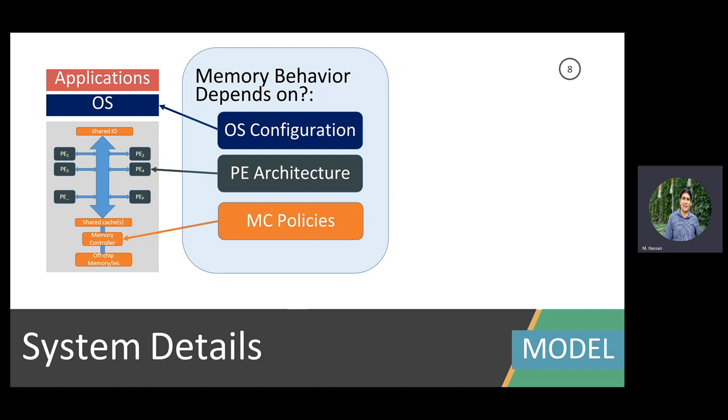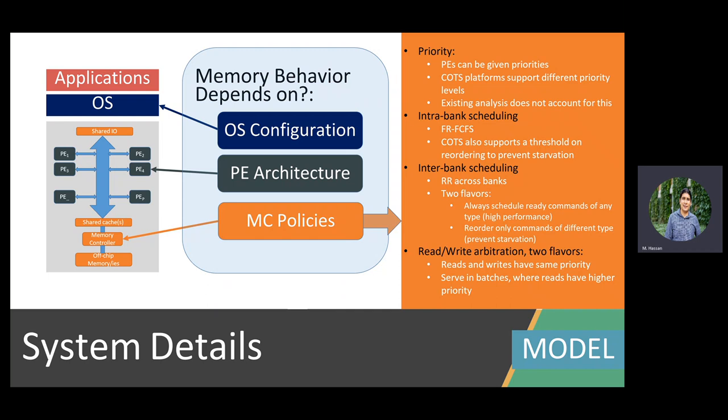MCA is a memory controller, but it also depends on the processing element architecture, like the CPU, the cores, the pipeline, and also the operating system configuration. How is that the case? So the summary of this is the following. Memory controller policy is very easy, right? Those are the things we already discussed: interbank scheduling, intra-bank, first refresh, compressor, read-write, right? That's basically the main things here.